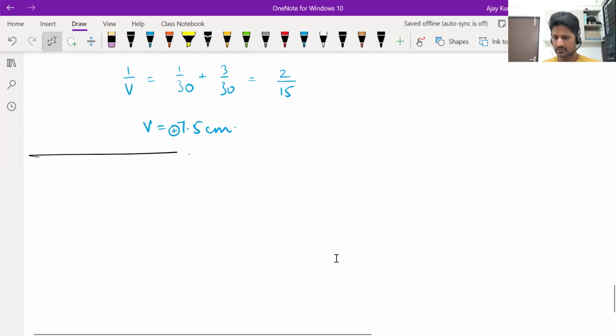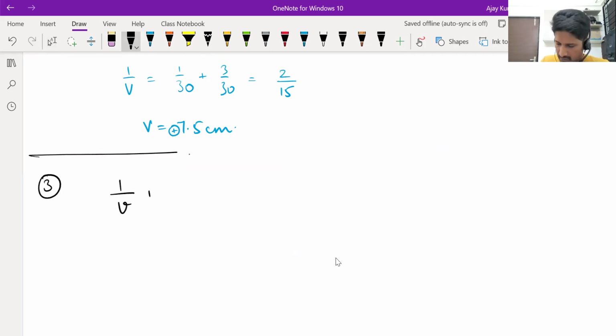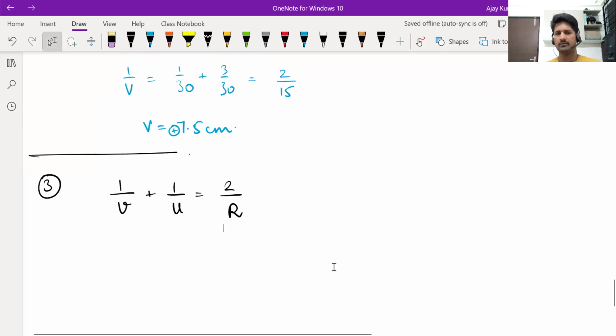Now, directly use the mirror formula. 1 by v plus 1 by u is equal to 2 by r. Suppose there's an object very far away from the mirror.